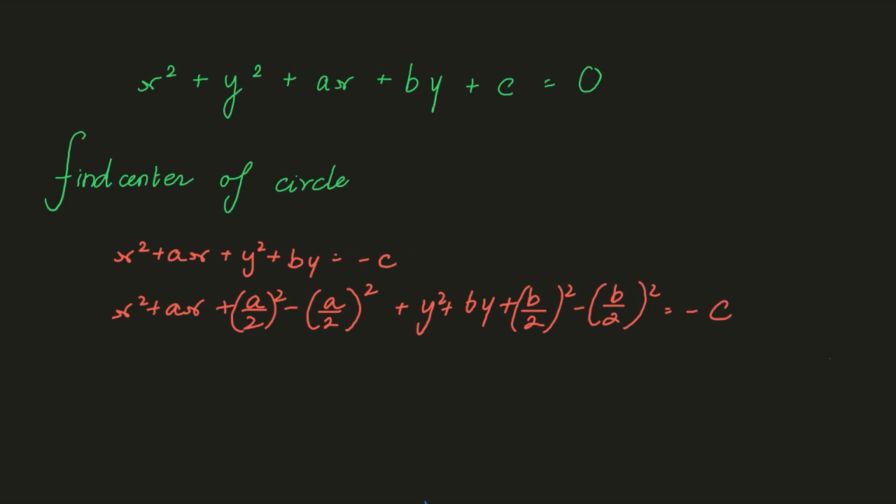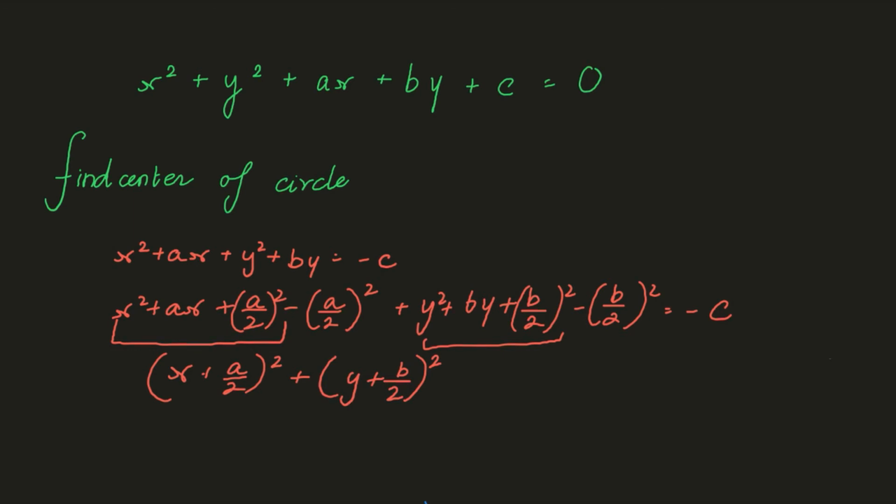So now, since this entire thing can be written as (x + a/2)², that's what we're going to do. And for the y side, we're going to do the same: plus (y + b/2)². And now, since we've bracketed these two parts of the equation, these parts are still left. So we will shift these both parts to the other side, which is the side where we have c.